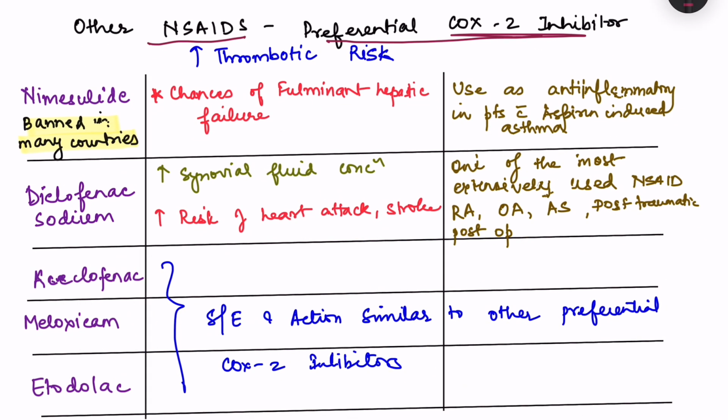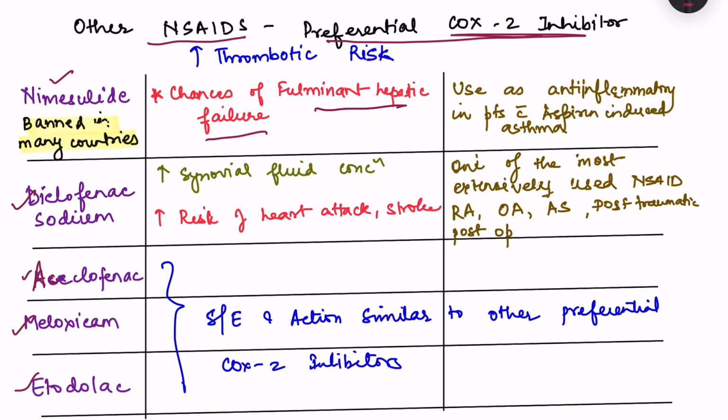Okay, so moving back to our preferential COX-2 inhibitors, what are the drugs we have? We have nimesulide, diclofenac sodium, then we have aceclofenac, meloxicam and etodolac. 5 drugs are there. Nimesulide is a drug which is banned in many countries because of chances of fulminant hepatic failure. So it is banned in many countries. In India, it is not banned yet.